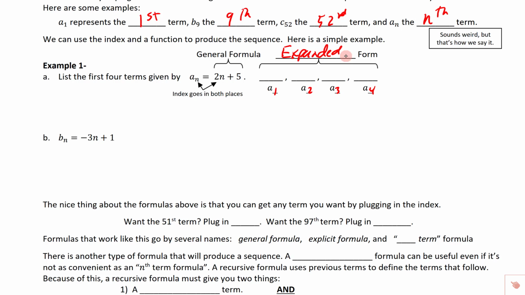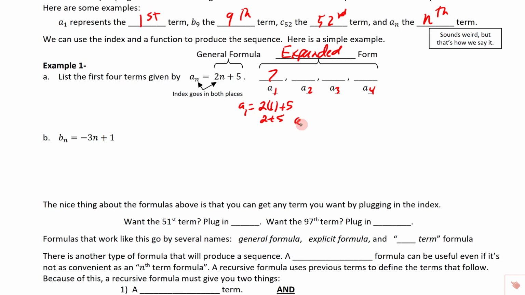Expanded form. In order to figure out the first term, we're going to put a 1 right here. So this is going to be A sub 1. If we put a 1 where the n is, this is going to be 2 times 1 plus 5. So 2 times 1 is 2, plus 5. This is going to be a 7. So the first term is going to be a 7.